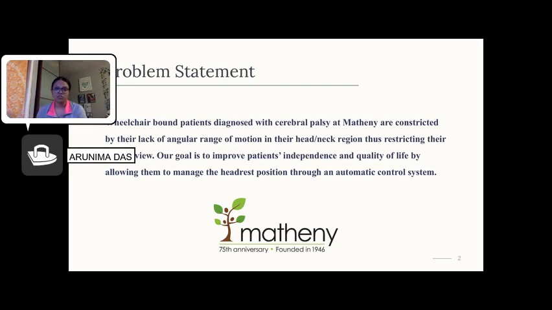Since cerebral palsy is one of the most common motor disabilities amongst children in the US, the impact on individuals diagnosed is that they lose their independence in their posture and balance. So our need statement entails that wheelchair-bound patients diagnosed with CP at Matheny are constricted by their lack of angular range of motion in their head and neck region, thus restricting their field of view. Our goal is to improve patients' independence and quality of life by allowing them to manage the headrest position through an automatic control system.